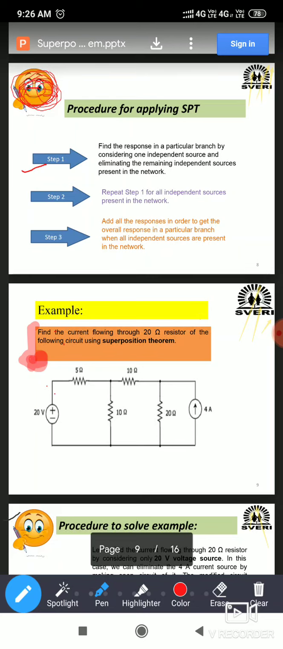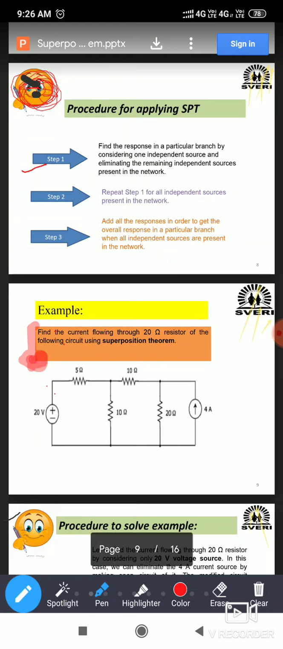So the remaining independent sources you can replace. Okay, so what is remaining here? Current source. So how to replace that current source? By open circuit across its terminals. Next time you can keep the current source as it is and replace the voltage source by short circuit. Do you understand? So in this way you can do it, but while finding responses, one independent source should be active, the others non-operative.